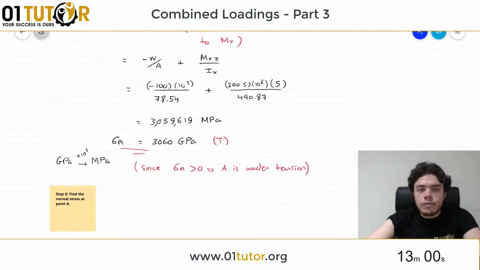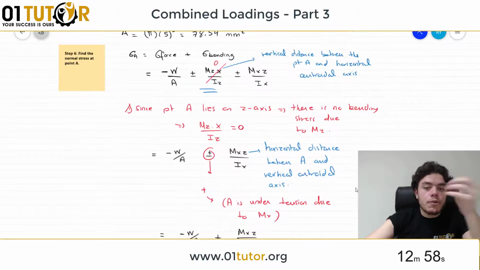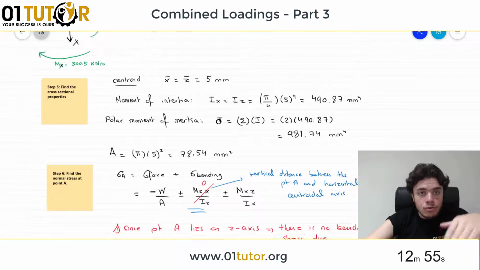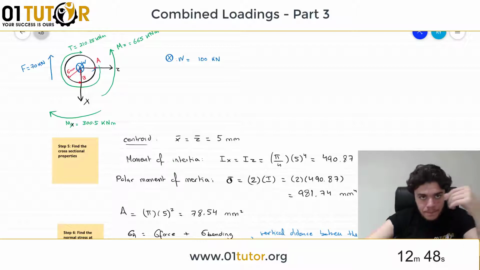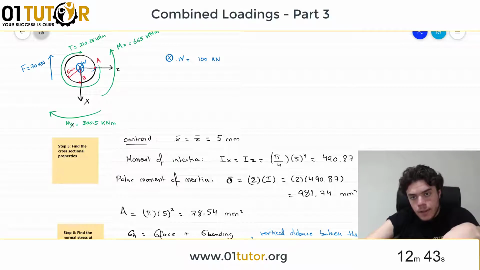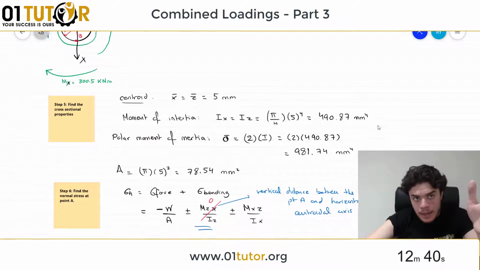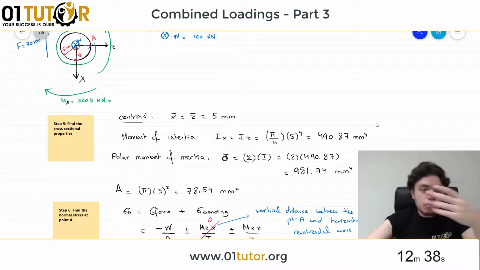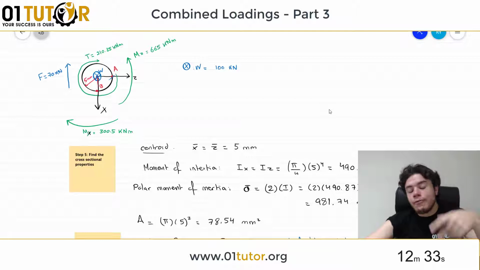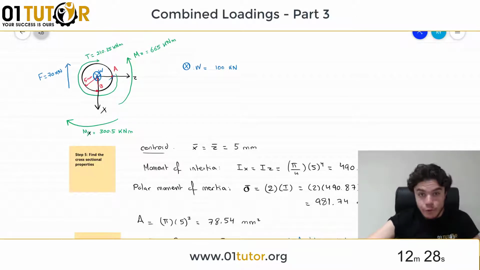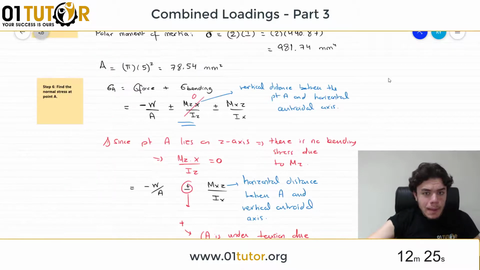Again, to find the normal stress at point A, we consider the effect of the force and the effect of the bending moment. Since A belongs to the z-axis, there is no effect on point A due to Mz. Because W acts in compression, sigma force is going to be minus P over A, and A is under the tension zone due to Mx, and therefore it's going to be a plus Mx z over Ix. Now what happens to the shear?